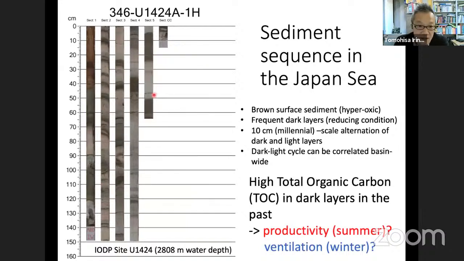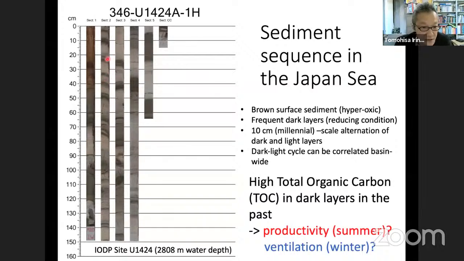It looks like this. Probably many people already know what the Japan Sea sediment looks like. It is very typically characterized by dark and light layer cycles occurring very frequently, and the top surface sediment is very brown due to the recent hyperoxic condition. During the glacial maximum, it contains very euxinic, dark, pyrite-rich sediments.